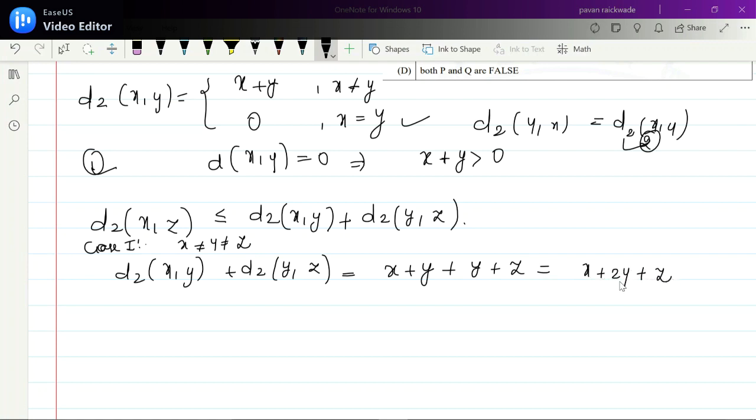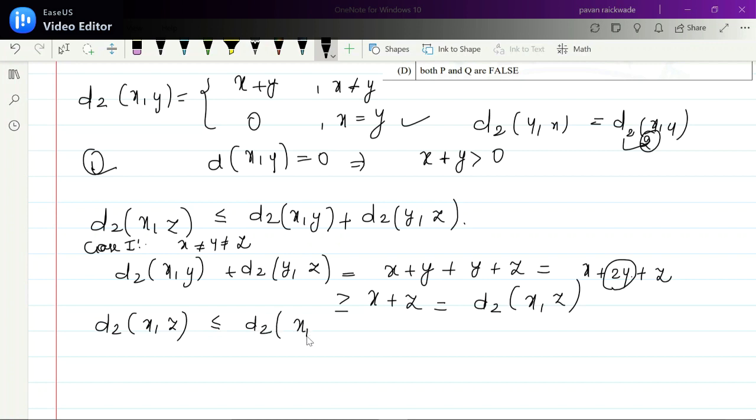But you know y is positive, so 2 times y is some positive quantity, right? So this sum is always greater than or equal to x plus z because 2 times y is some non-zero positive quantity. So this inequality follows. But what is this? This is simply d2 at x comma z. So I got this, that d2 at x comma z is less than or equal to d2 at x comma y plus d2 at y comma z. Pretty simple, no? So in the first case I got it.